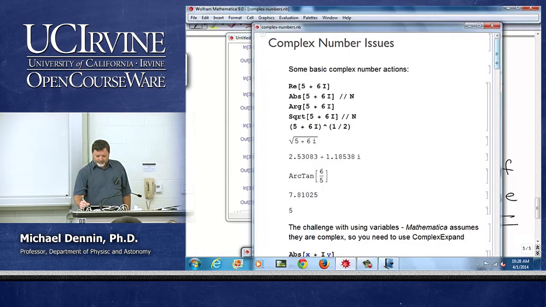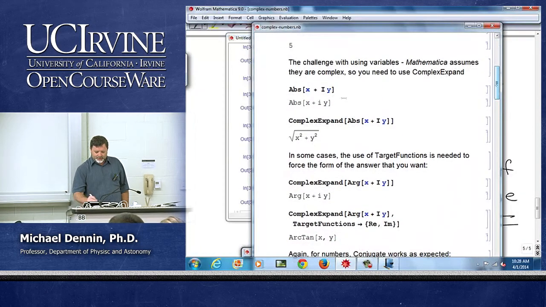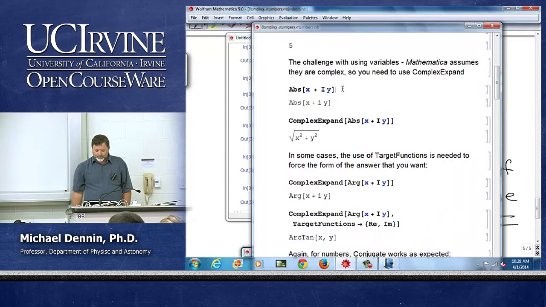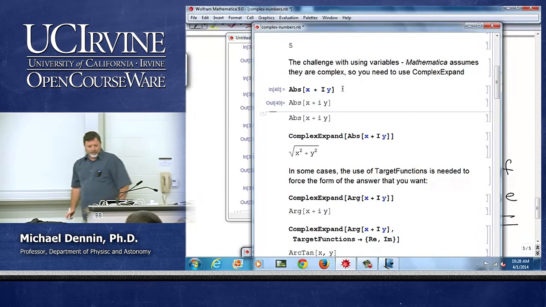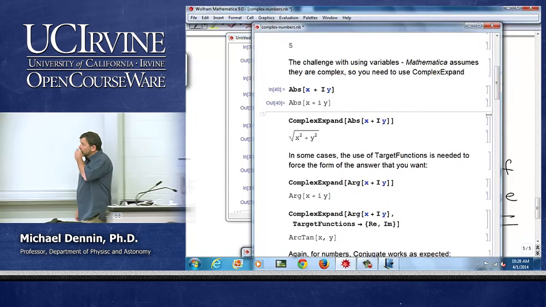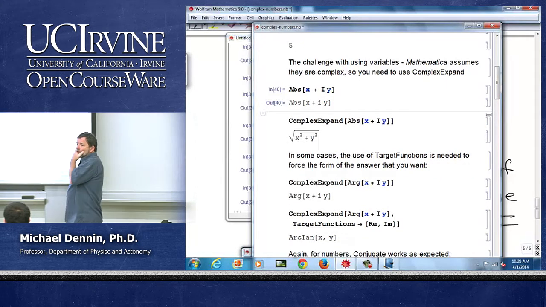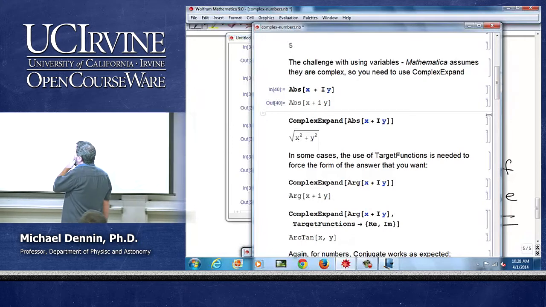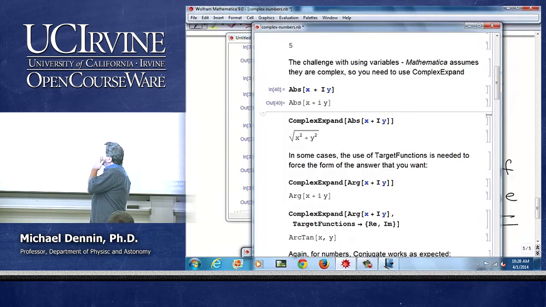That's not so bad. The challenge is when you want to use variables. And the reason it's a challenge in Mathematica is that Mathematica assumes every variable is a complex number.